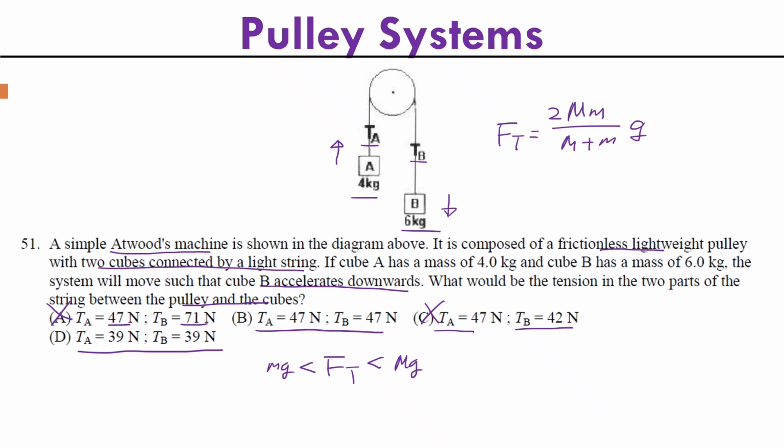And for small mg, its weight is 40 Newton, and for the big Mg, the weight is 60 Newton. So that means my tension needs to be larger than 40 and smaller than 60. So option D is also wrong. So B is the only choice, right?